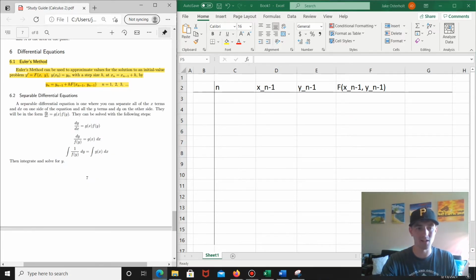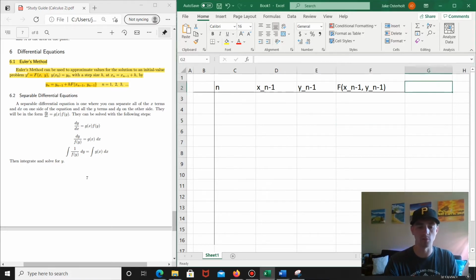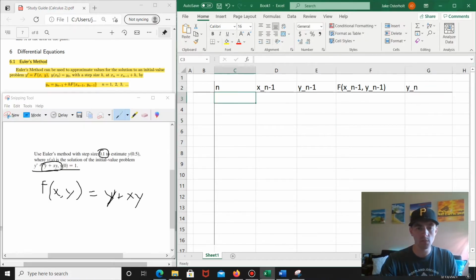This y sub n equals y sub n minus 1 plus h times f of x sub n minus 1, y sub n minus 1. So that is going to be this last thing here, just y sub n. So now what we need to figure out is how many rows we need to get to the answer we're looking for. We're starting at x equals 0, and we know that because our initial condition is y of 0 equals 1. So the x value they actually gave us information about is x equals 0.